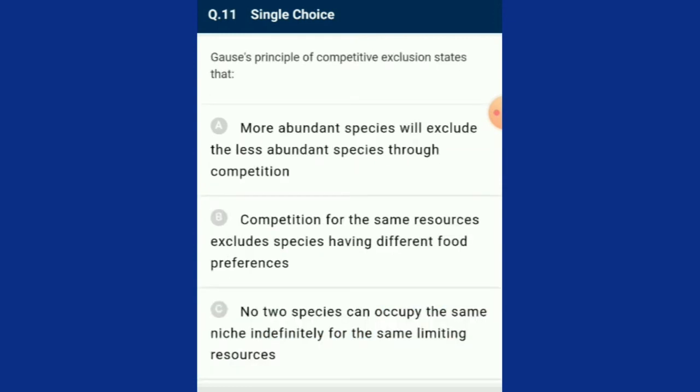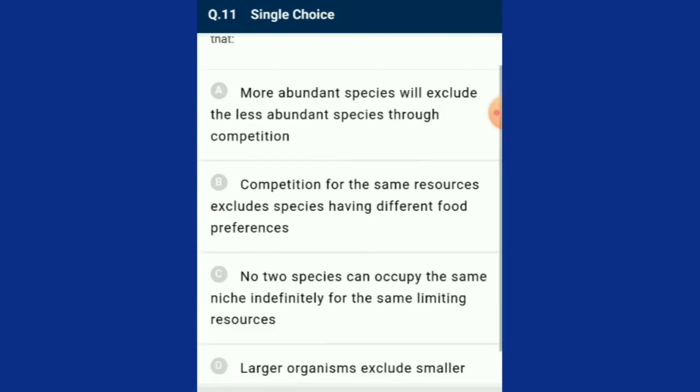Question number 11. Gause's principle of competitive exclusion, a proposition named after Georgii Gause, states that two closely related species competing for the same resources cannot coexist indefinitely, and the competitively inferior one will be eliminated eventually. This may be true if limited resources are present. So the answer is option C. No two species can occupy the same niche indefinitely for the same limiting resources. So that is the Gause principle.